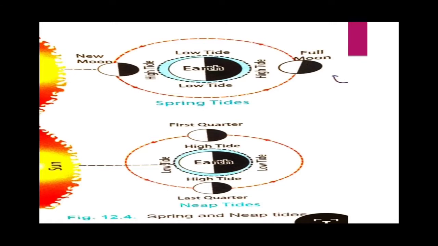So let's see the diagram. So students, this is the spring tide. Here you can see the sun, the moon and the earth. They are in a straight line. This is the condition of full moon and this is the condition of new moon.